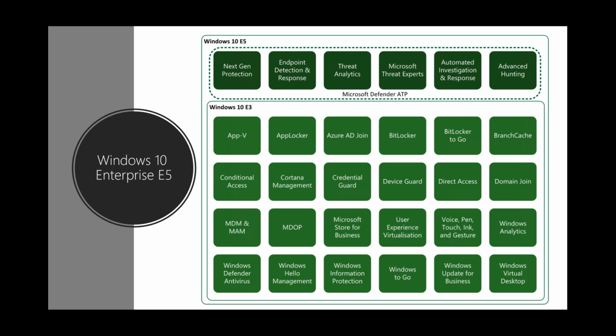When we're talking about Windows 10 E5, we're talking about Defender ATP, and within that, that's where you'll find that next generation protection, threat analytics, and all of those elements you can see across the top there, advanced security effectively. We can look into this in more depth, but it is Windows Defender ATP, which is effectively Windows 10 Enterprise E5.